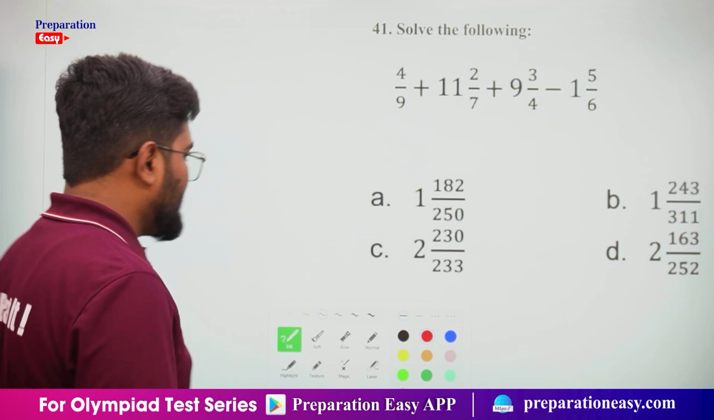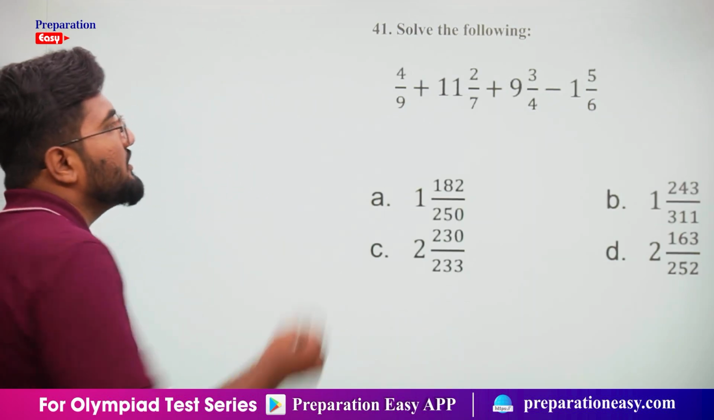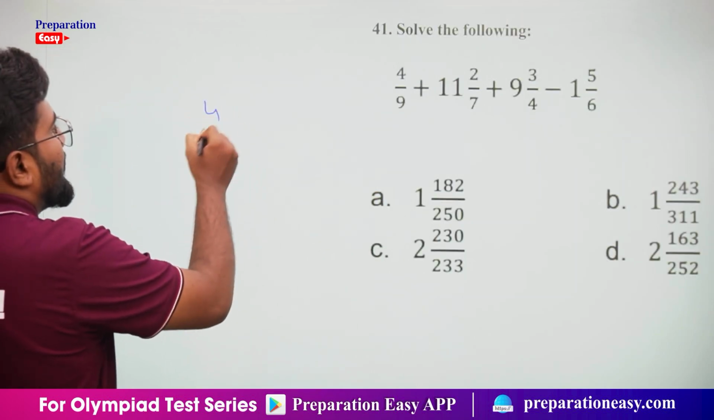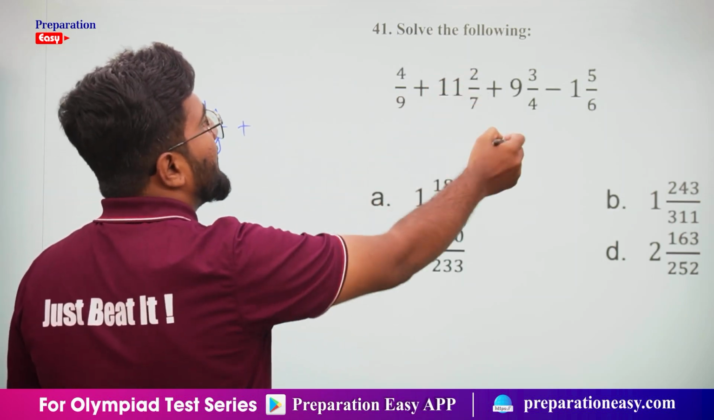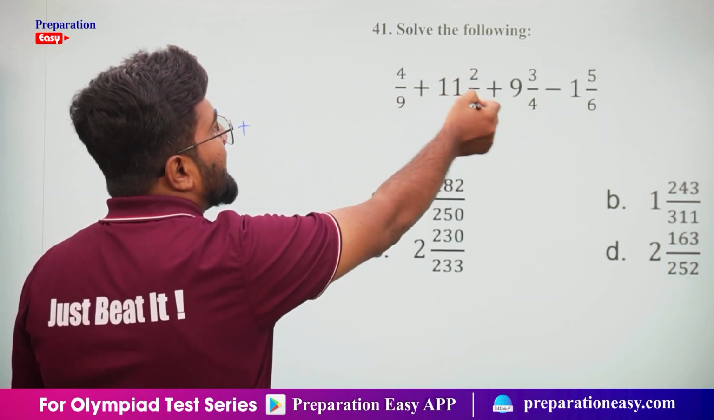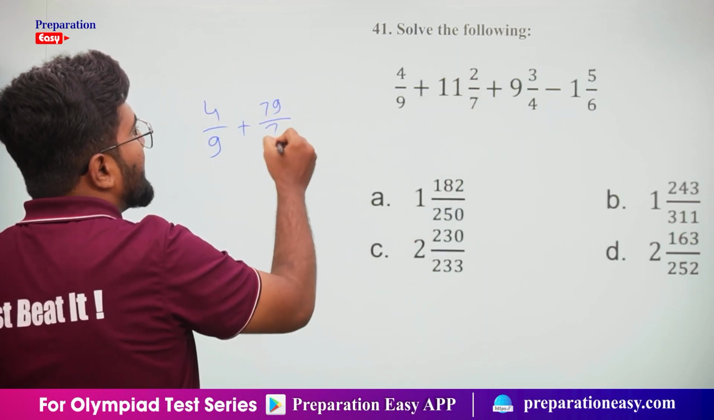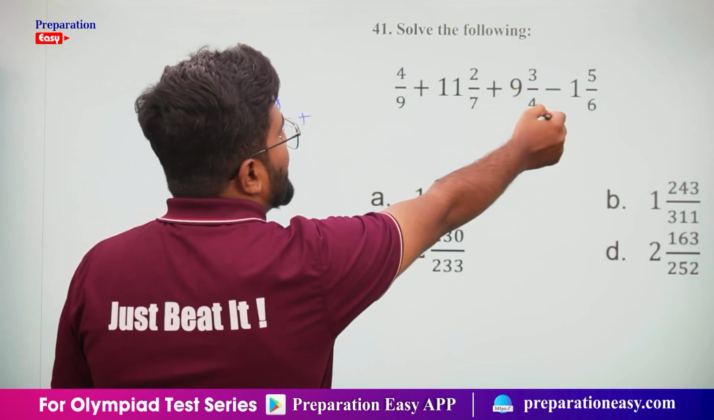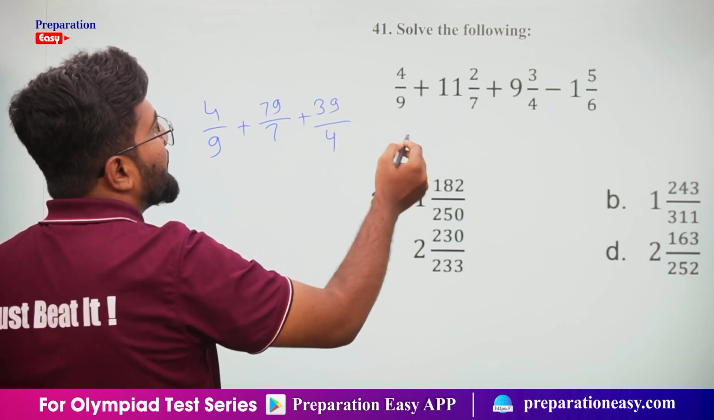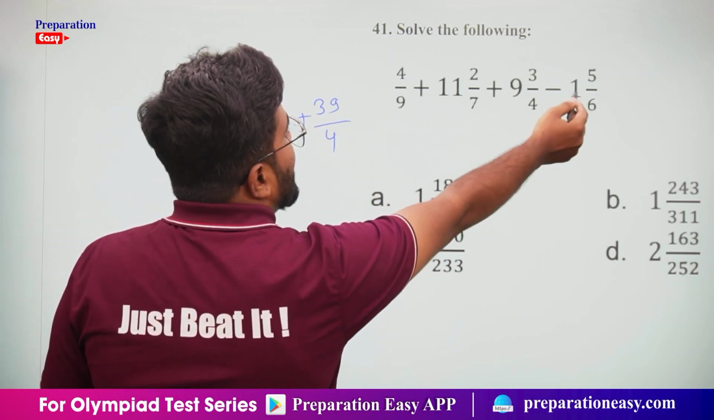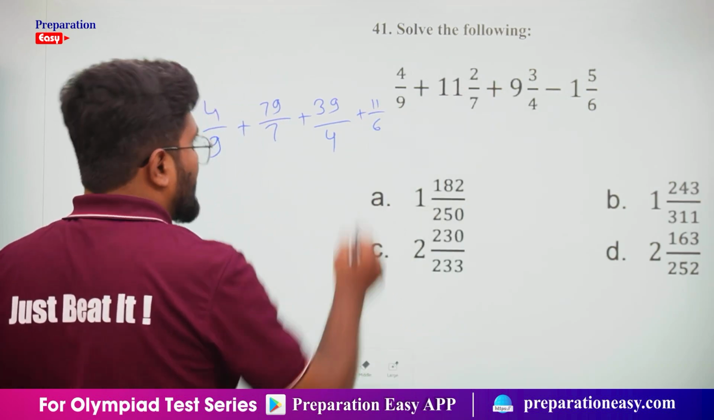So this is our achievers section. The achievers section's questions are all 2 marks each. Okay, the first question is 4 by 9 plus 11 2 by 7. Here we have to multiply 11 with 7 and add 2, that is 77 plus 2, 79 upon 7. Similarly here, 9 fours are 36 plus 3, 39 divided by 4. And the last one, 6 plus 5, 11 by 6, but it is in subtraction.